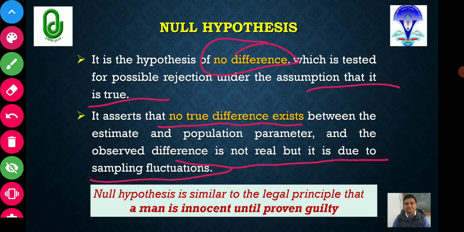In another way, you can say the null hypothesis is similar to a legal principle. In law, it is said that a man is innocent until proven guilty. You cannot say a man is guilty until he has been sentenced by the court. Similarly, here the null hypothesis is the hypothesis of no difference. So until and unless you prove it wrong, that there is a true difference between the sample and population, till then the null hypothesis will be considered the correct one.